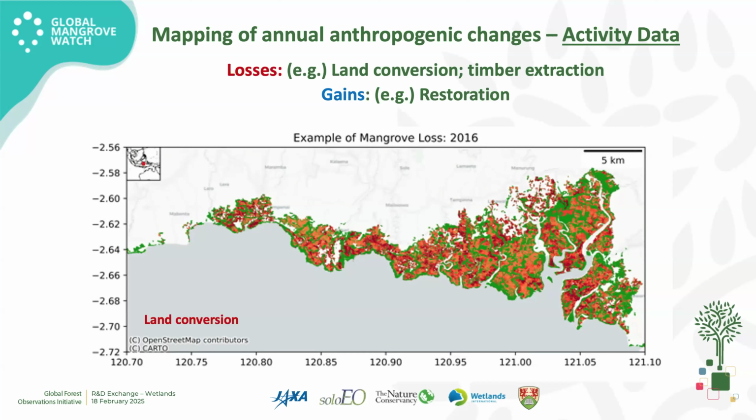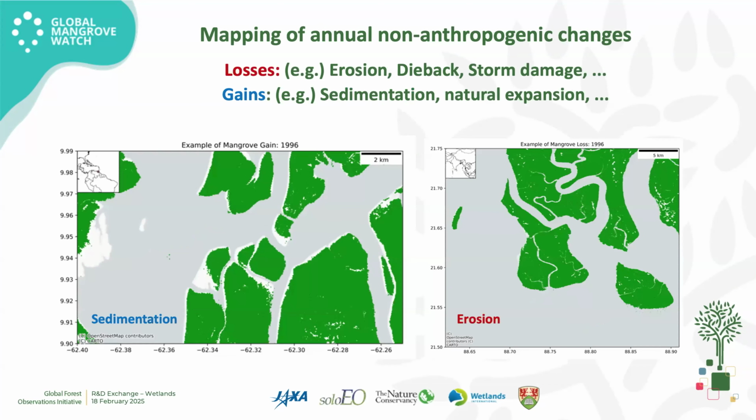What you see here is an area in Sulawesi where you have land conversion. So this green mangrove area is converted primarily into rice production here. So basically you will have area estimates of the changes per year.